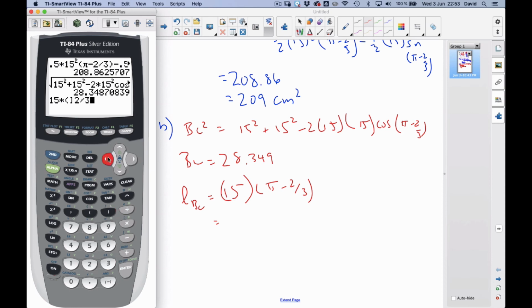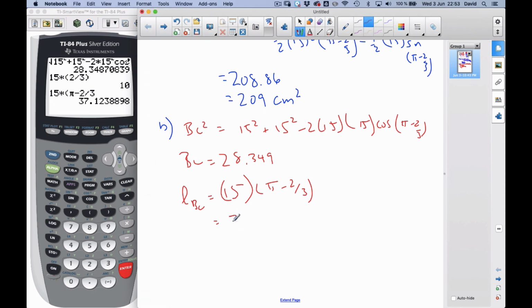Oops, let me fix that. 2 divided by 3, which, oh, of course it's 10, I need to do that correctly. Wait, no: 15 times, insert pi, subtract 2 divided by 3. And when I do that, I get 37.123.